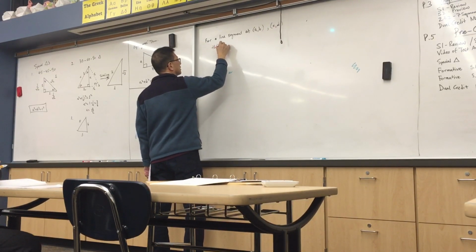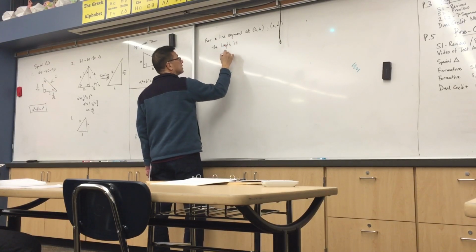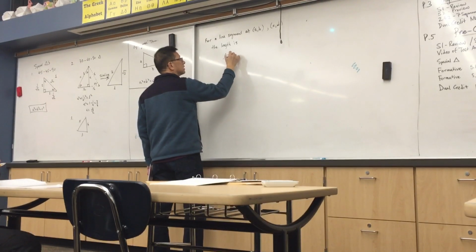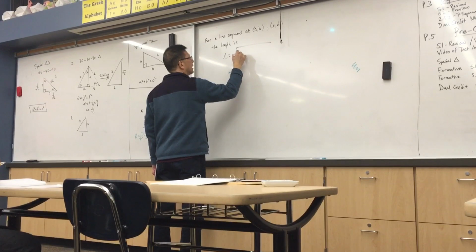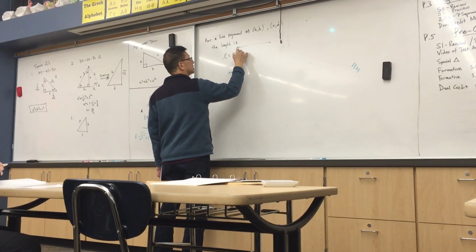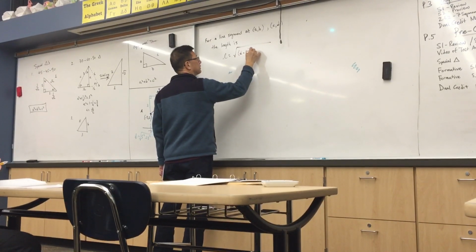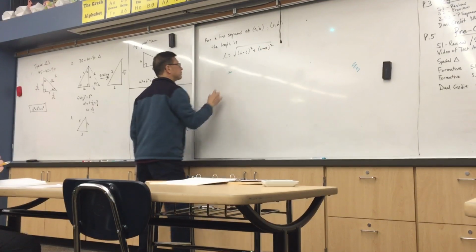A comma B and C comma D. The length is, I think, the square root of, we can just go D minus B squared plus C minus A squared.